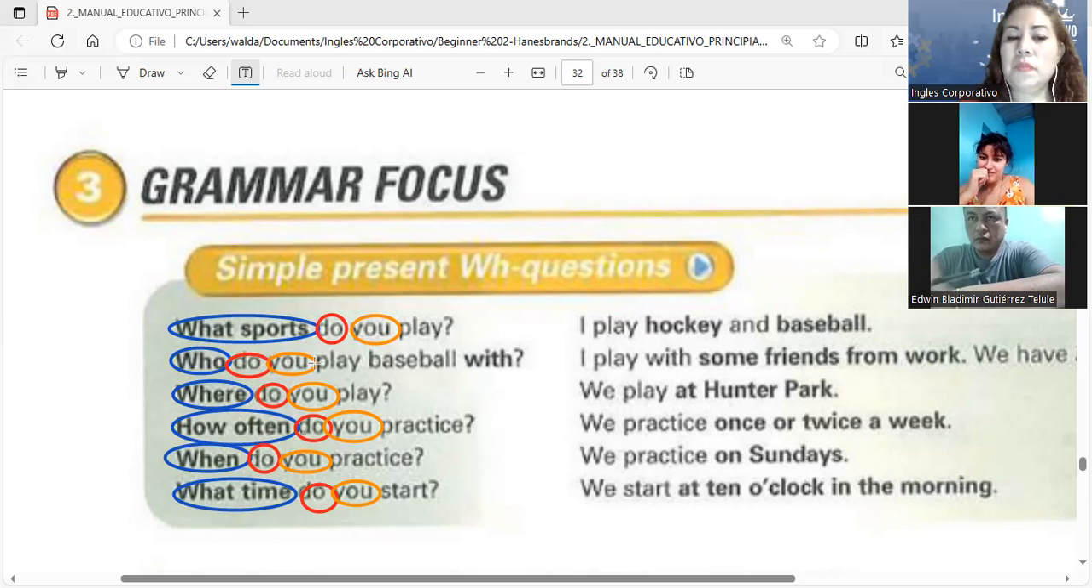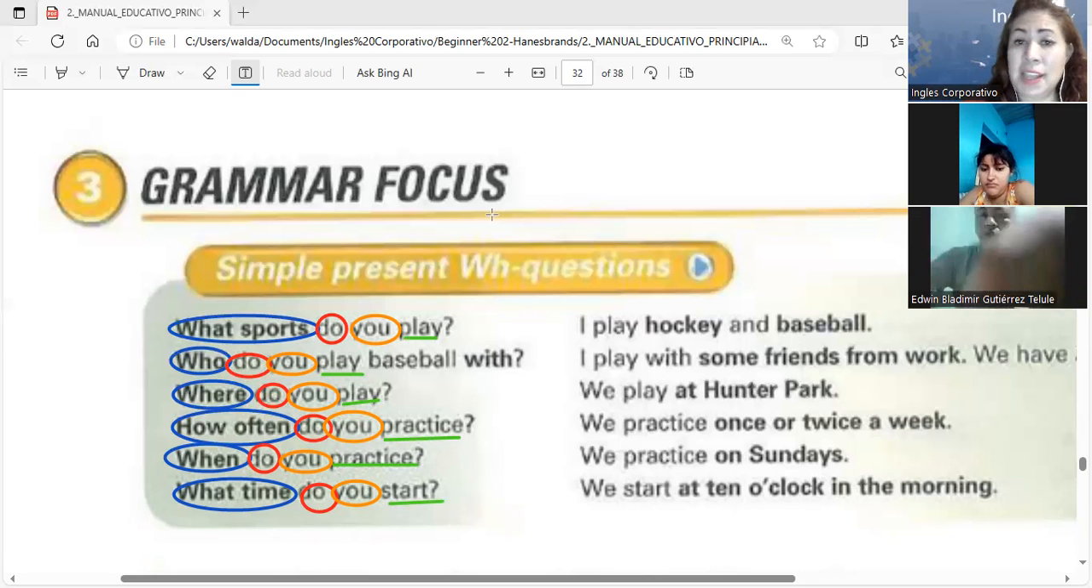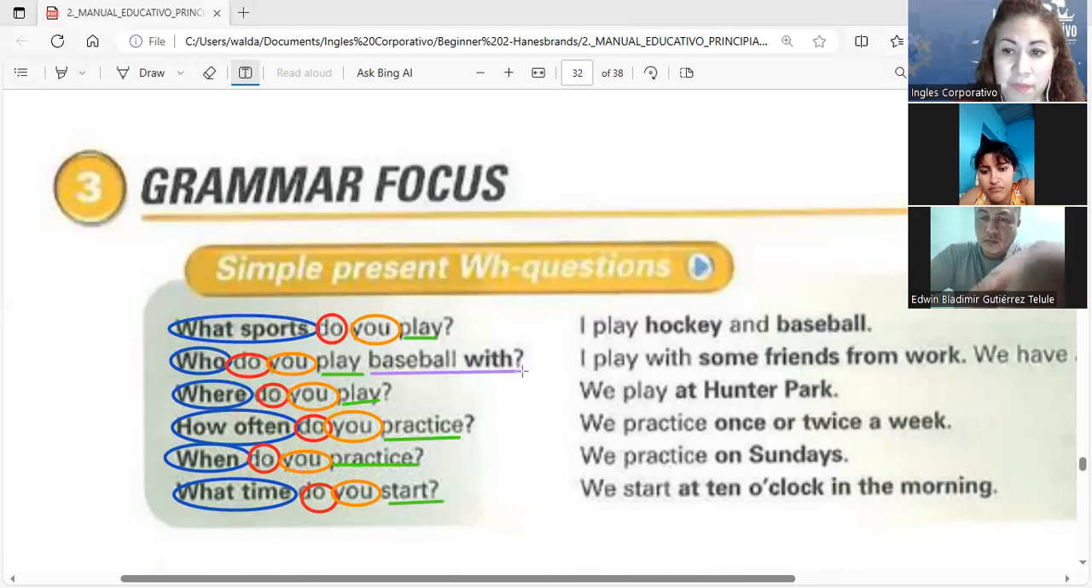After the subject, we're going to use the verb, and the verb is going to be in the base form. For example, play, practice or start. You don't put anything: no S, no ing, no to. It's the original form of the verb. And if it's necessary, we can also use a complement. Does that make sense, Justin? Yes. So the structure is very simple.